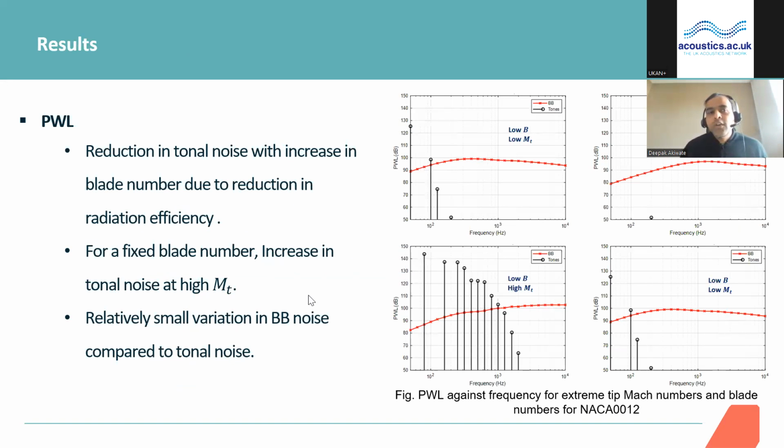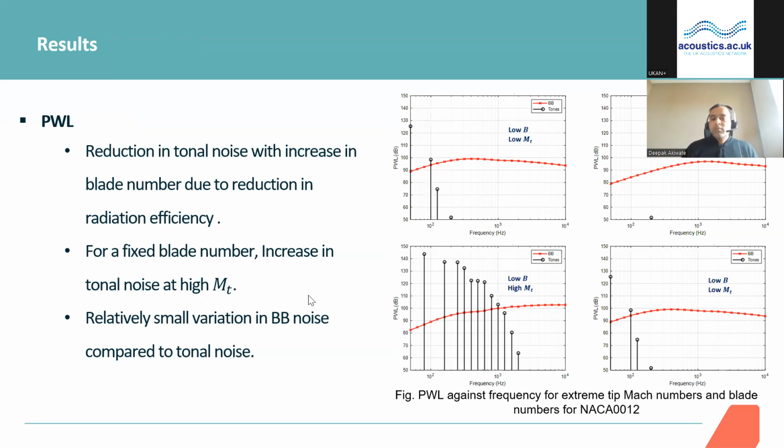So this is one of the PWL graphs, which shows the spectral characteristics or the spectral balance between the tones and the broadbands. We can see that the tones are restricted towards the low frequency, and at the high frequency the broadband noise dominates. I just showed four graphs for the four extreme blade numbers and tip speeds, and what we observed is that there is a reduction in the tonal noise with an increase in the blade number due to the reduction in the radiation efficiency, which I will show in a moment.